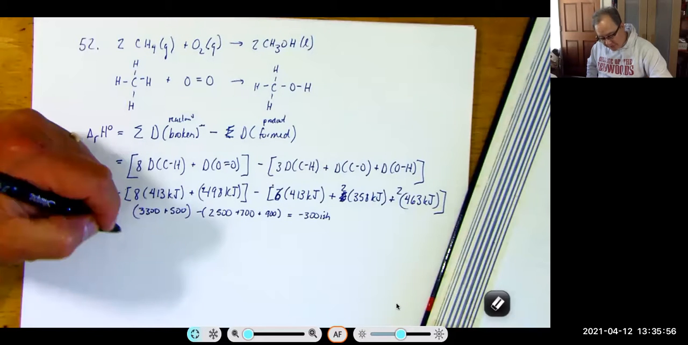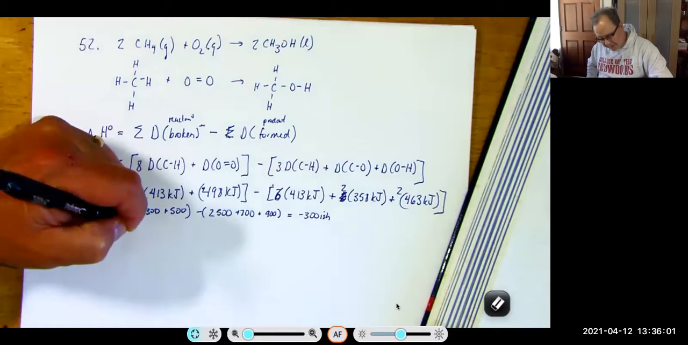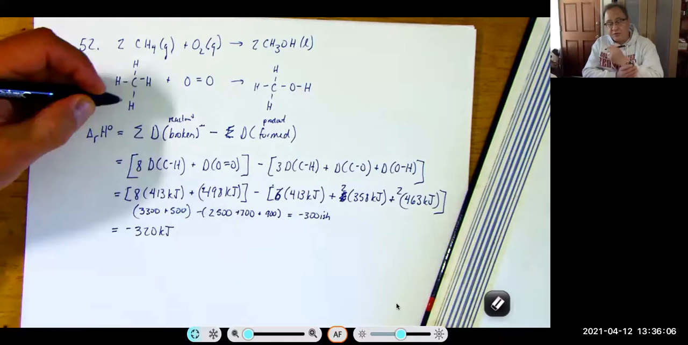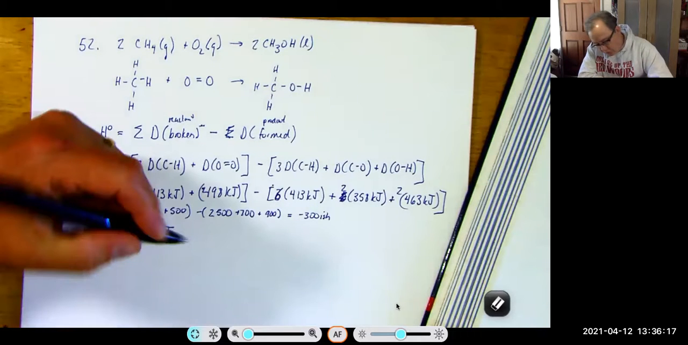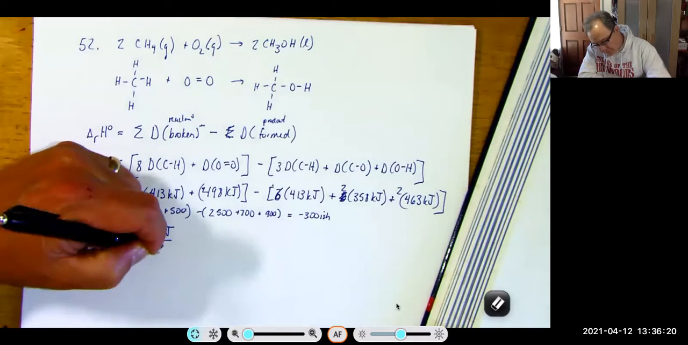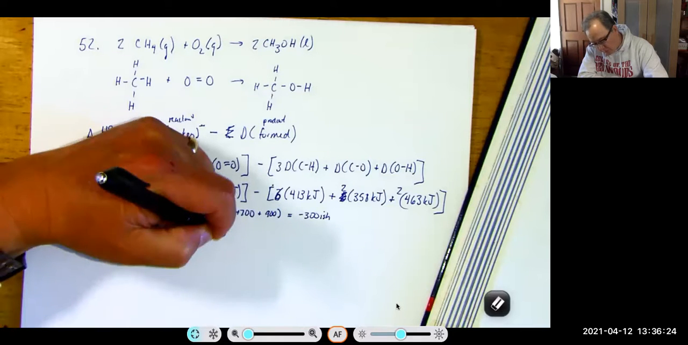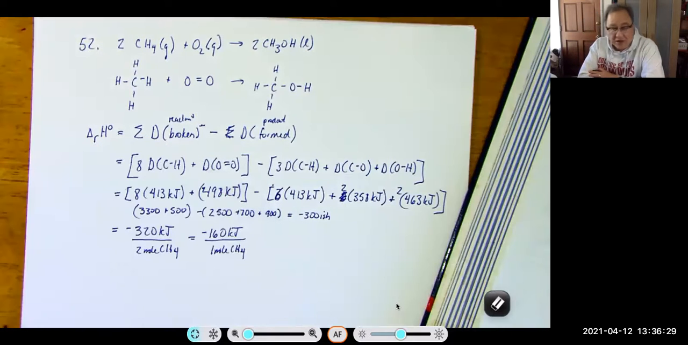And if I remember right, this was minus 320 kilojoules, with only two significant figures because of the way things add together. And that is for 2 moles of CH4, which would be the same as minus 160 kilojoules per 1 mole of CH4. Yeah, it's all coming back to me now.